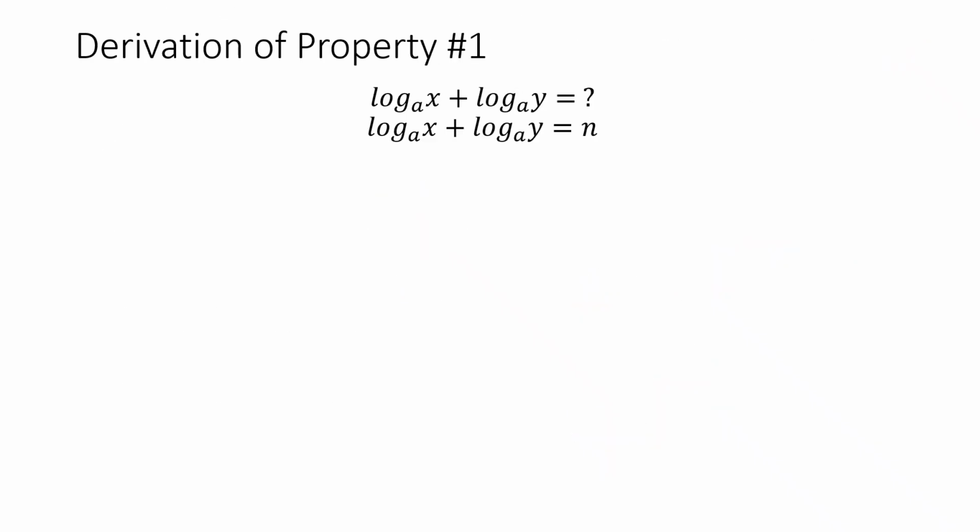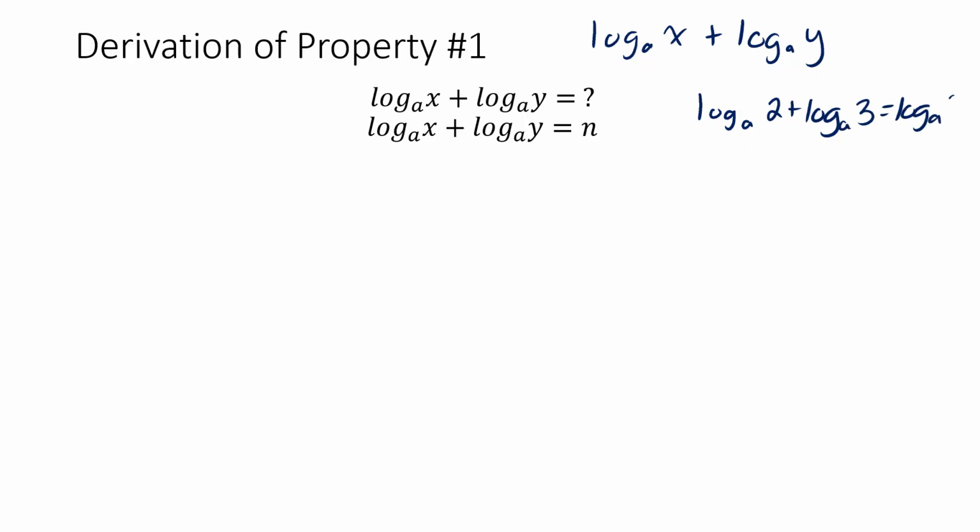So the first property is this. If you have log base a of x plus log base a of y, we want to know what that is equal to. Now, you might hypothesize that it would be log base a of x plus y. So if you had log base a of 2 plus log base a of 3, shouldn't that be log base a of 5?